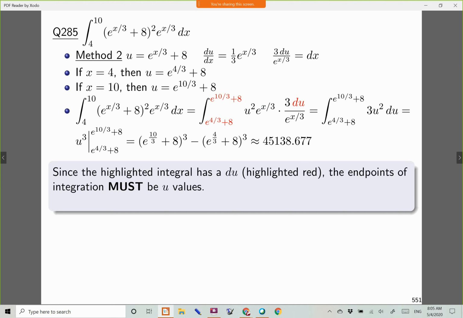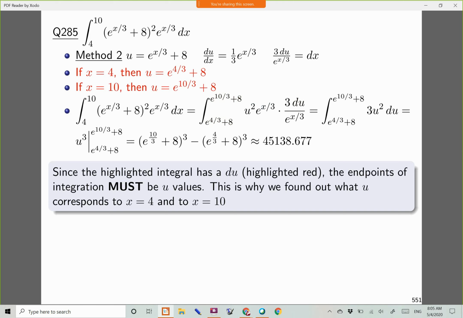Okay, so because we need to have u values in these spots that are shown in red and that I just underlined, that is why we found out what u corresponds to. We found out which u corresponds to x equals 4 and which u corresponds to x equals 10. That's what this extra work over here was about.